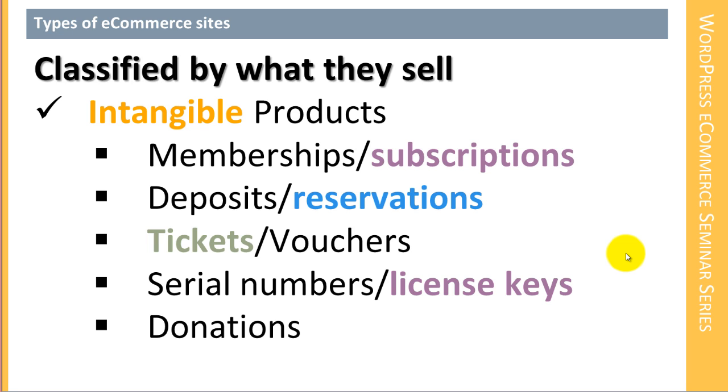Some of them sell tickets or vouchers that can be redeemed places. Some of them may sell serial numbers or license keys for software. So you might have plugins that you might sell that require a license key in order for them to be able to start up or to work. And so you need to be able to sell individual license keys that go along with that. Some may just take donations, but those are all different types of intangible products. And this really kind of informs the type of site.